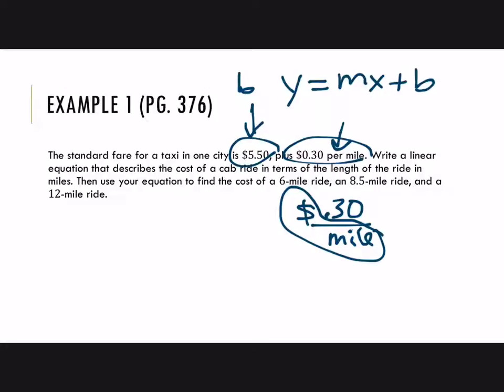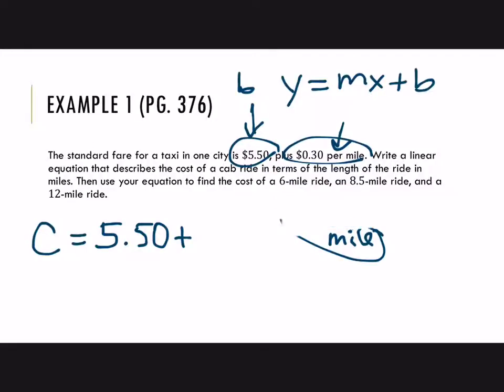Okay, so here we have it. The cost of a taxi is $5.50 plus 30 cents per mile. Well, you would multiply the 30 cents times however many miles you have on this ride.